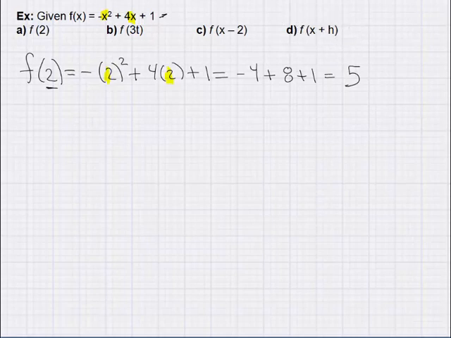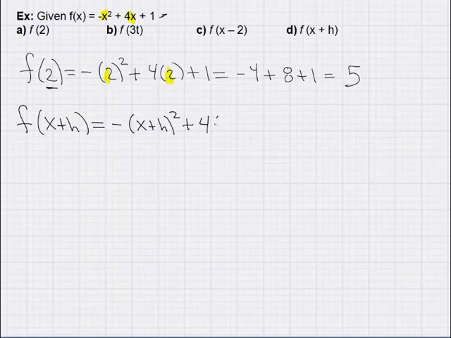Okay? So, if I wanted to find f of x plus h, I should do it like I did with 2. I should have negative x plus h squared plus 4 times x plus h plus 1. That's how I'm going to find f of x plus h. Now if I'm going to square x plus h, I can't just square the x and square the h. This is x plus h times x plus h.